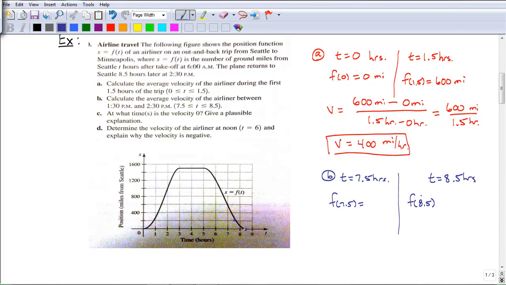And here's 8.5 hours. So the blue line represents the line whose slope we're trying to find. And that'll give us the average velocity over this period. We'll notice at 7.5 hours it looks to be about 200 miles. And at 8.5 hours it looks to be 0 miles again. So the average velocity is the end position, 0 miles from Seattle, minus the beginning position, over the end time minus the beginning time. So you get negative 200 over 1 miles per hour.